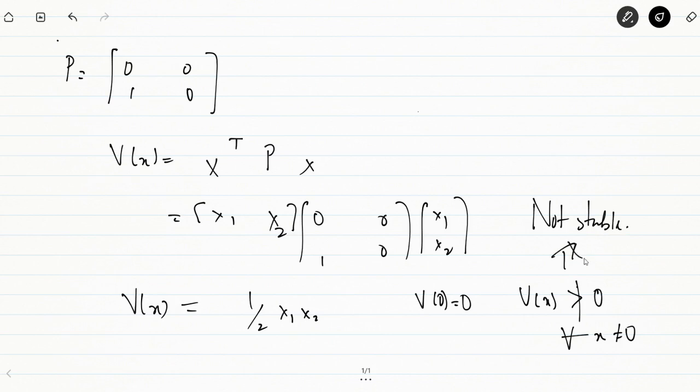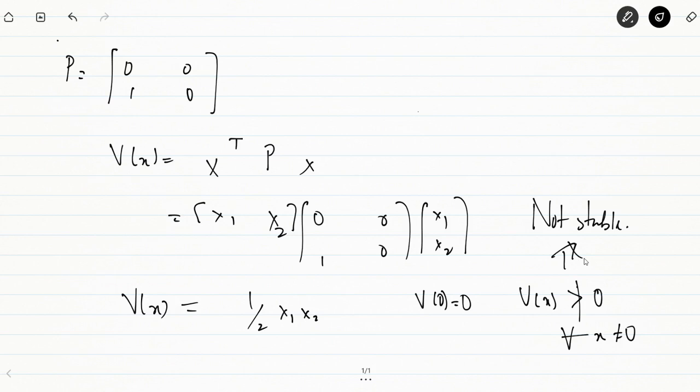In order to find out whether the system is Lyapunov stable or not, we need to find the energy function. For energy functions, we have 3 different criteria to define whether the system is stable or not. V of x has to be continuous, V of x has to be greater than 0 for all x's, and V dot x has to be less than 0 for all x's. But for that we need to find the energy function.